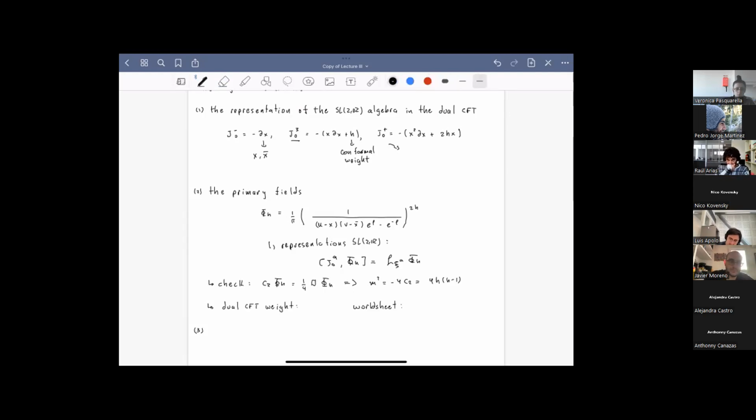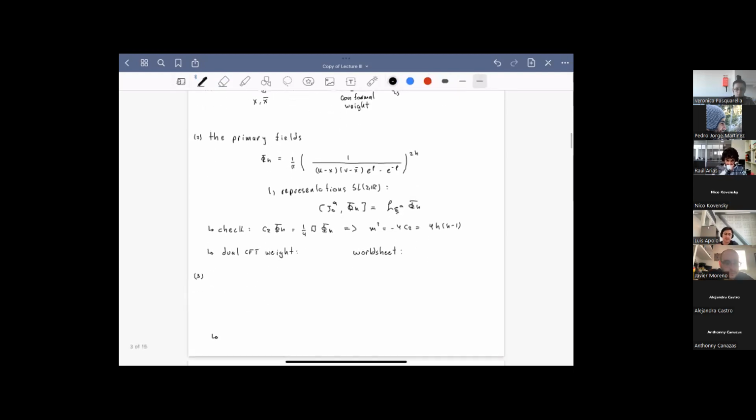Something else that we will need to know about these primary fields are their conformal weights. So with respect to the symmetry algebra of the dual CFT, the conformal weights are given by h and h, whereas with respect to the worldsheet algebra, they're given by delta, where delta is given in this way.